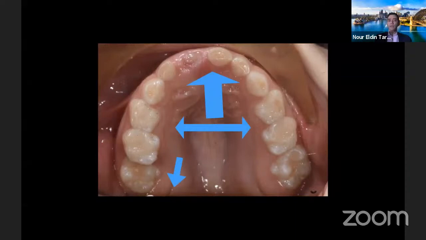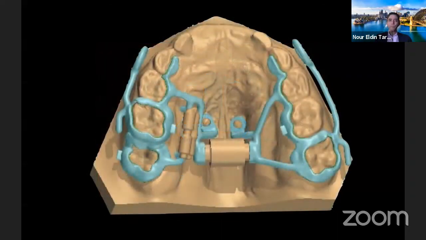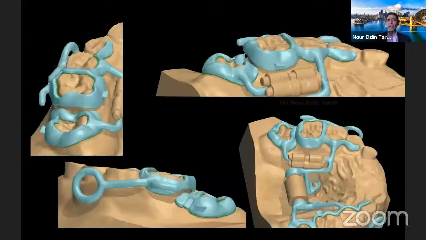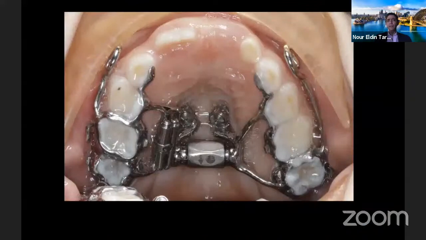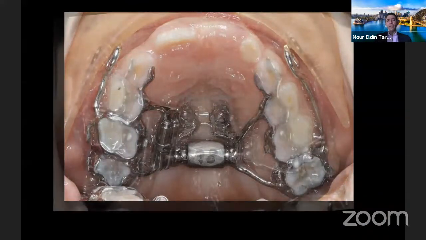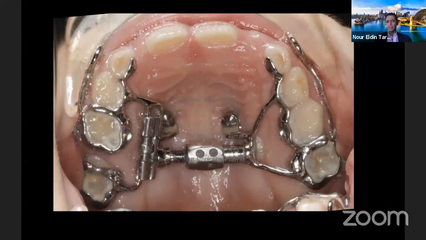Can we do this? Yes, we can. Now with 3D printing, we can be quite creative with our designs that labs that have to bend wire might struggle to deliver. So here we have an expander, protraction hooks, and a distalizer at the same time. So this is the appliance in place. We start with expansion and distalization, and at the same time, the child is wearing a bedtime face mask.